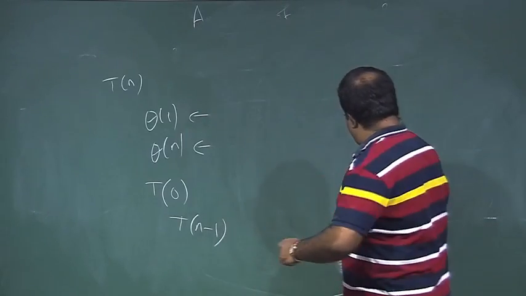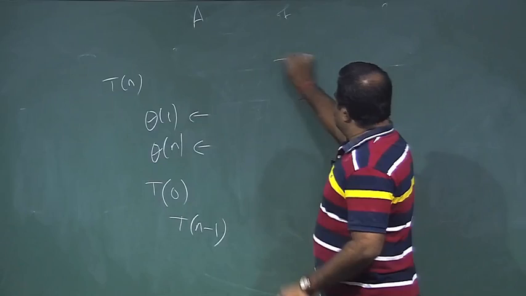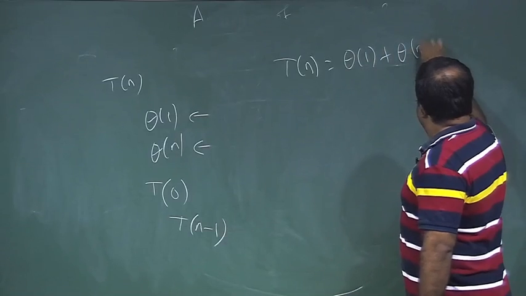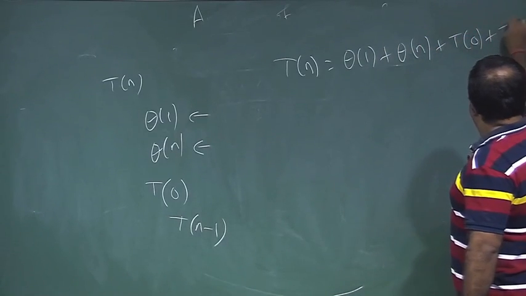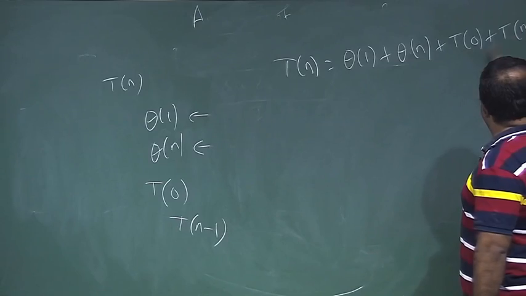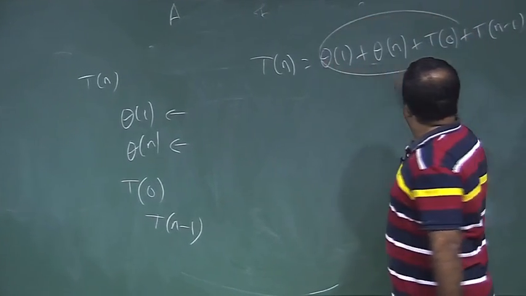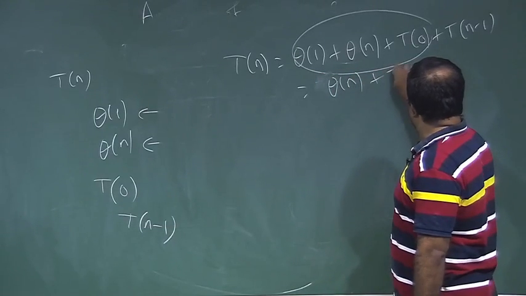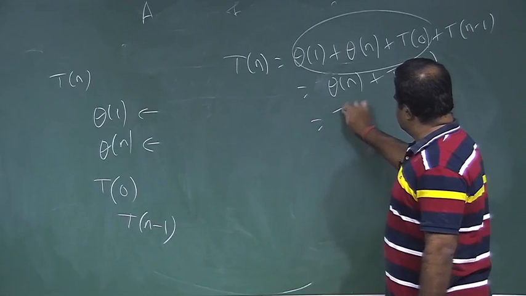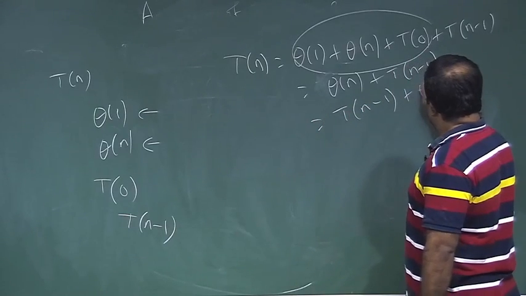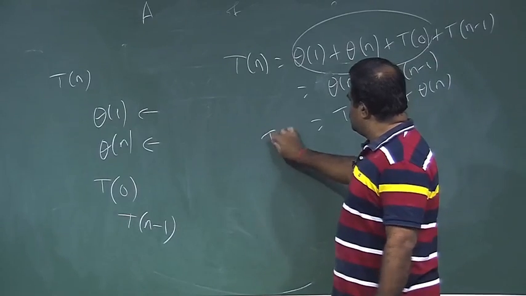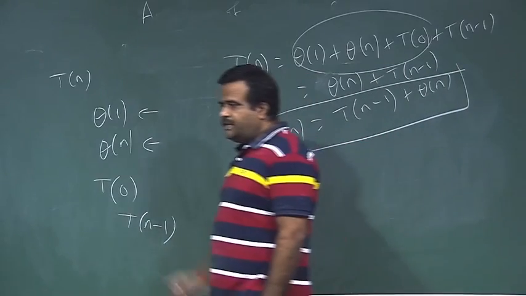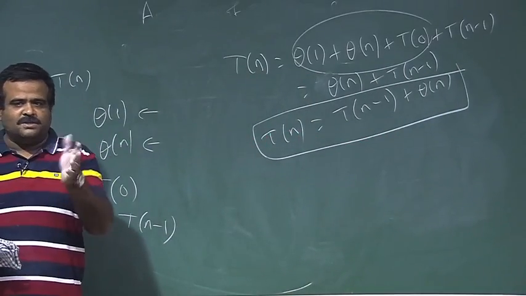So, the time complexity for this: T(n) is basically the sum of theta of 1 plus theta of n plus T(0) plus T(n minus 1). So, this will all be theta of n plus T(n minus 1). So, this is basically T(n minus 1) plus theta of n. So, this is the recurrence for quicksort when the pivot is the maximum or minimum.